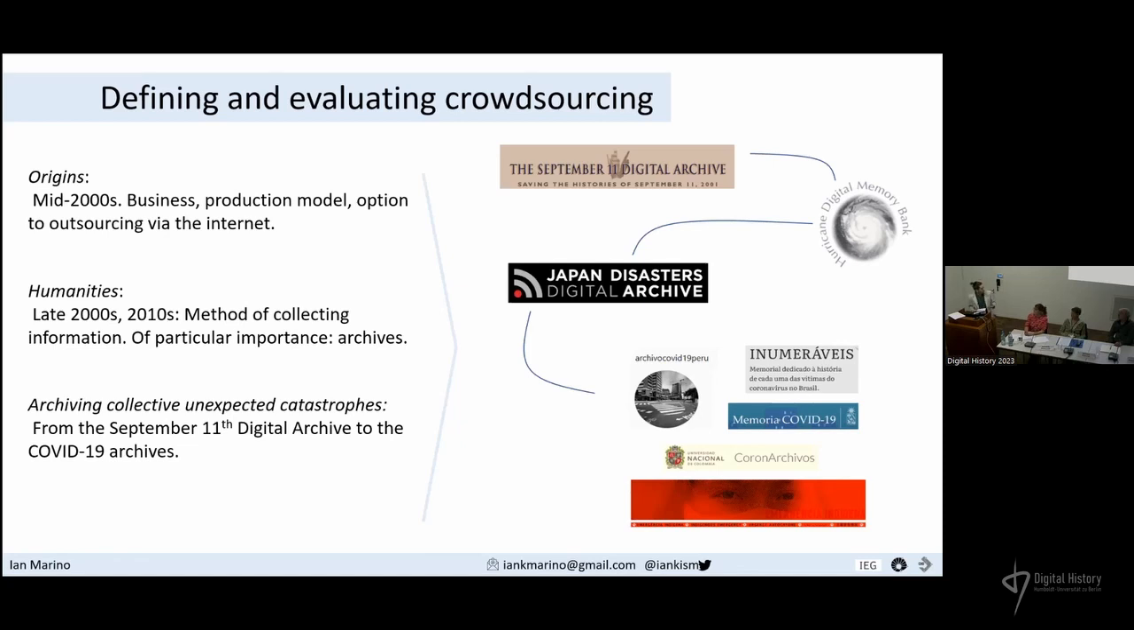The most famous case is the September 11th digital archive, but then we have already a track record of other archives through the 21st century that have been using crowdsourcing till we get to the archives regarding the pandemic and also recent archives regarding the war in Ukraine and regarding, for example, the earthquake in Turkey and basically all the recent events that we face as unexpected and collective crisis.